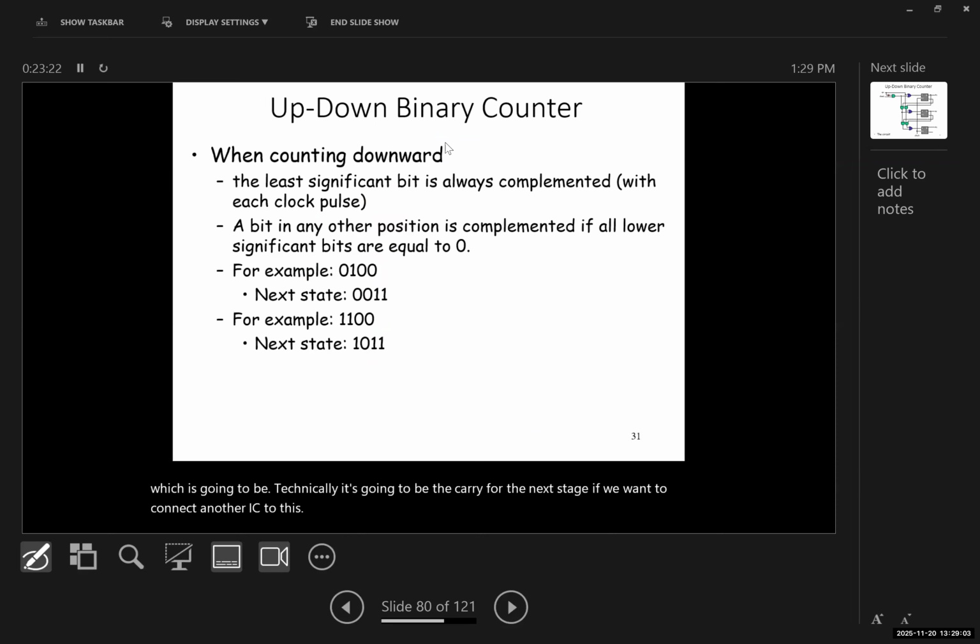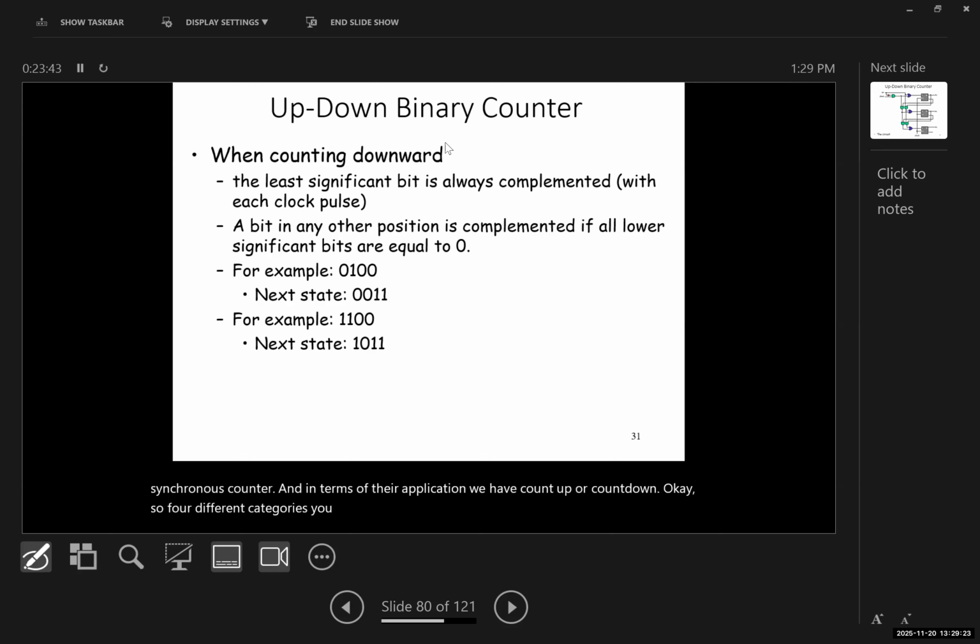Now we have up or down binary counters. So in terms of the configuration, we have two types of counters. We have ripple counter and synchronous counter. And in terms of their application, we have count up or count down. Okay, so 4 different categories you can say.